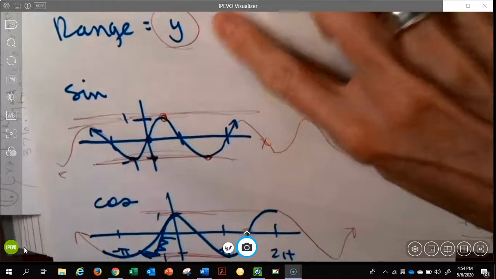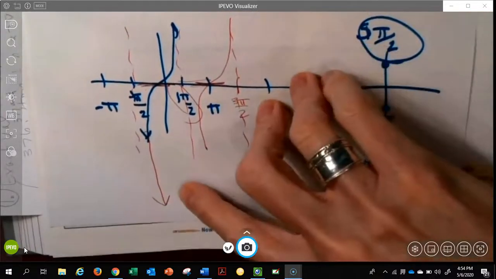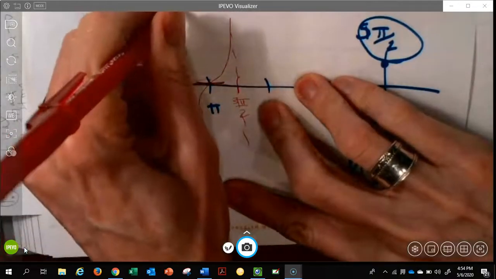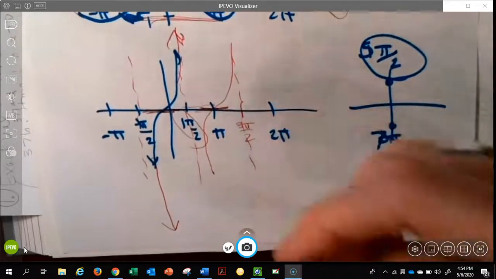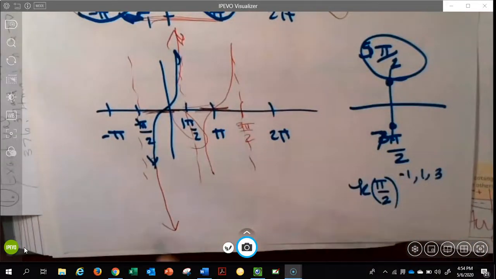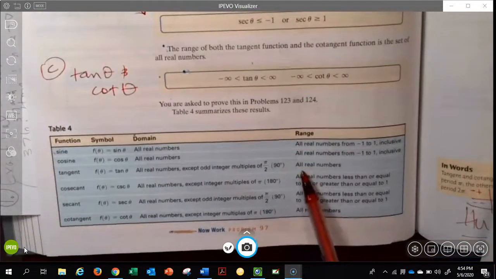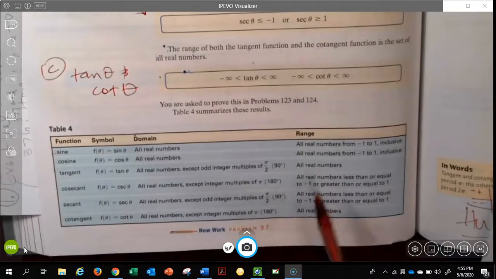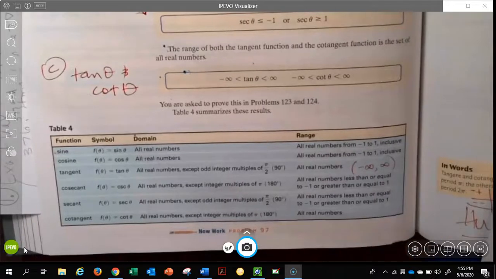But what about range? What about y and what it can be? Well, if you look, does it look like it's ever going to stop going down? No. Is it ever going to stop going up? No. So it's infinity. Y's can go all the way down to -infinity, and they can go all the way up to positive infinity. Hence, tangent's range is going to be all real numbers, which can be -infinity to infinity.